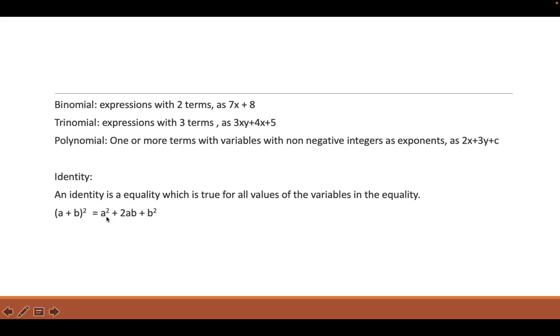So this is basic. a plus b whole square equals a square plus 2ab plus b square. a minus b whole square equals a square minus 2ab plus b square. a plus b multiplied by a minus b equals a square minus b square. And then x plus a multiplied by x plus b equals x square plus a plus b times x plus ab. There is just a typo on the slide that I need to change. If you can remember this, that would be easier.